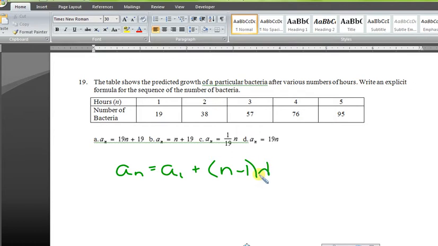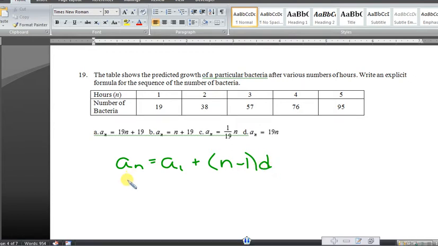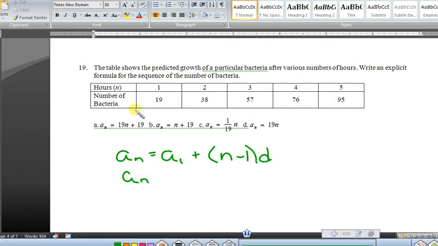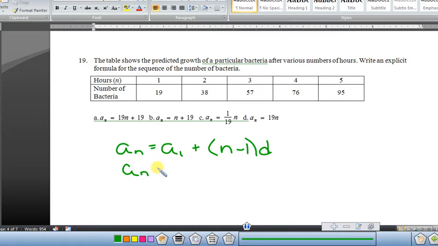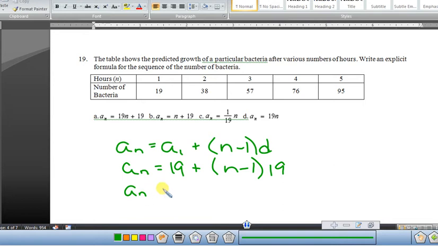And again, please have this memorized for tomorrow's test. Again, we're looking for pretty much just a formula, so we're not going to plug in anything for n. But we can replace the first term with 19 and n minus 1. And d was determined. It was 19 itself. And now we're just going to simply clean up this right-hand side to get a final answer.